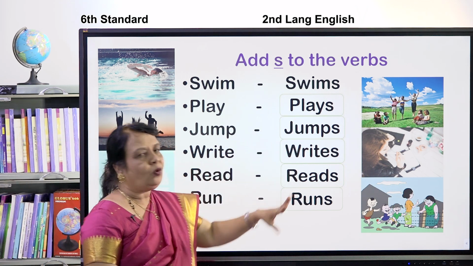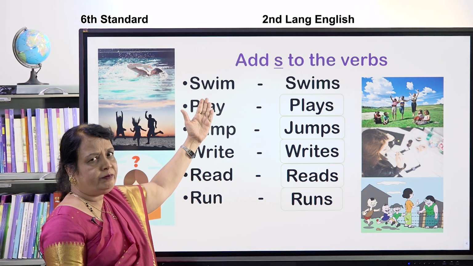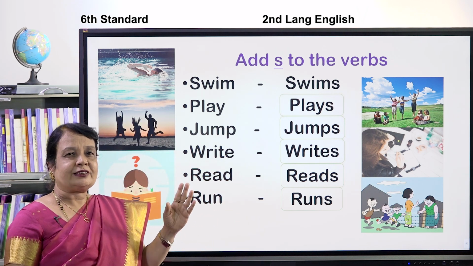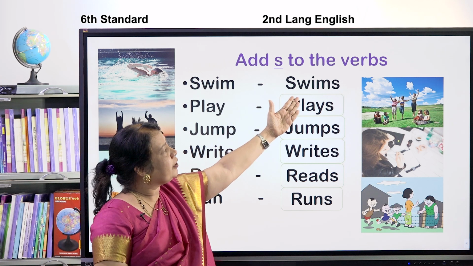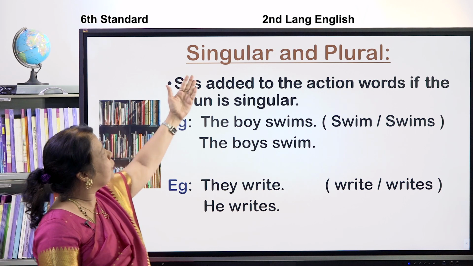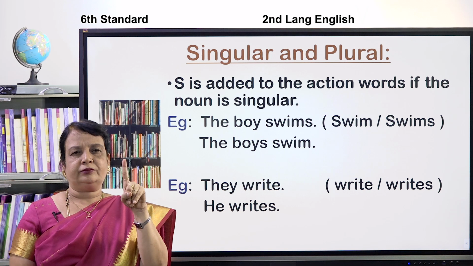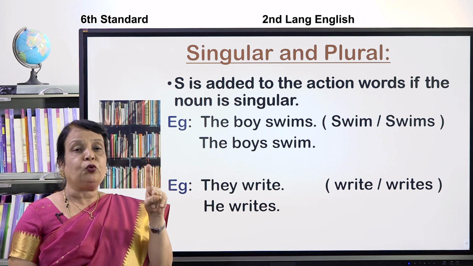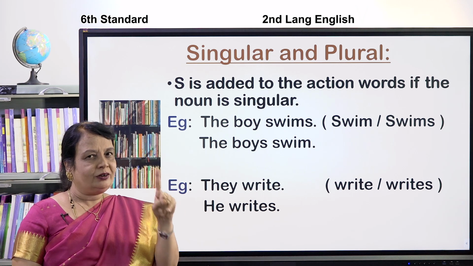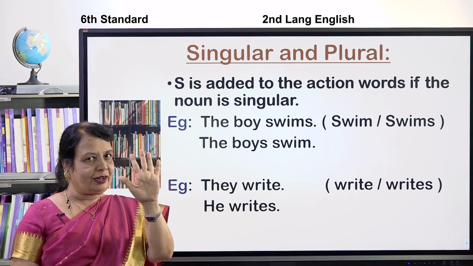So here, children, now what we are going to learn is when we are going to use swim and when we are going to use swims. Here it is adding s to the verbs. We will go for the next activity, children. Now, singular and plural. Singular means only one. Plural means? Yes, more than one. 5 is plural. 1 is singular, 5 is plural.